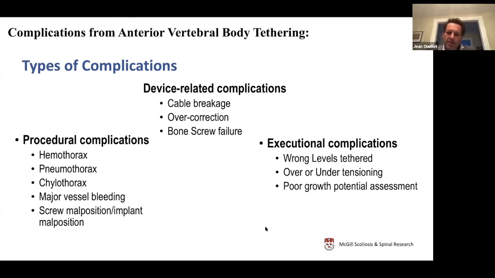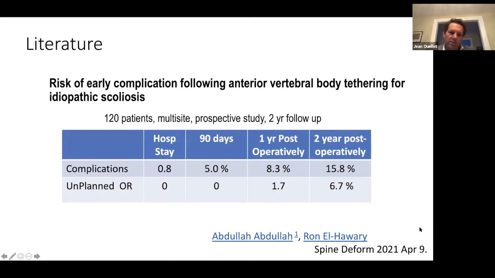So a nice study done with a cohort of 120 patients, a multi-site prospective study, gives us the groundwork as to what happens. If you look at the hospital stay, less than 1% had a complication. It was essentially a pneumothorax that needed a chest tube insertion. If you look at 90 days, your complication rate goes up to 5%. Essentially, these are complications that were picked up once the patient was discharged. If you start looking at 1 year postoperative, now you're getting into some of the implant complications. And again, 2 years out, you actually see that complications are still rising, and that the returns to the OR are becoming more significant, or well, maybe not significant, but at least something to keep an eye out for.